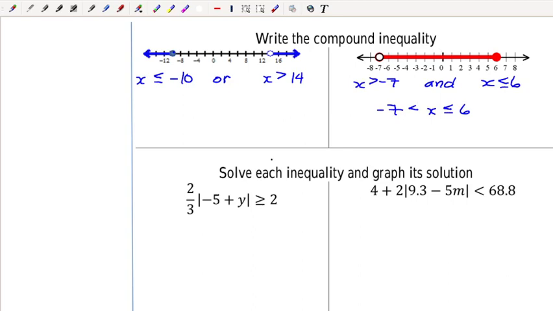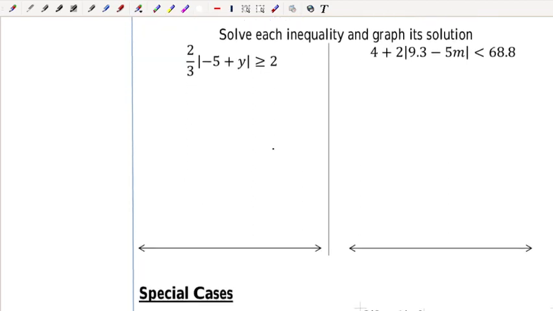All right. A few more examples. This time I want you to try it on your own and then come back and I will show you the solution. So pause your video now.